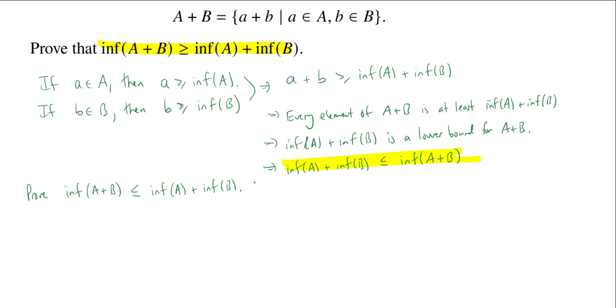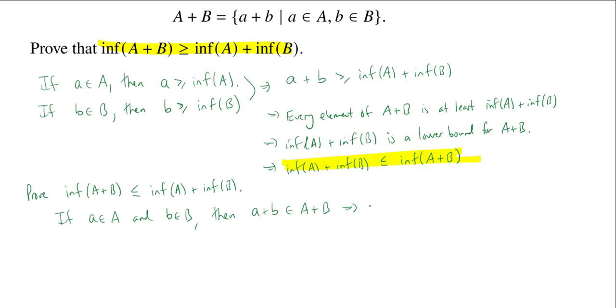It's not super obvious what you're supposed to do, but again, it will come down just to the definition of the infimum. So let's see what we have here. We know that if a is in A and b is in B, then I can add them together and get an element of the set A plus B. So a plus b is an element of A plus B.